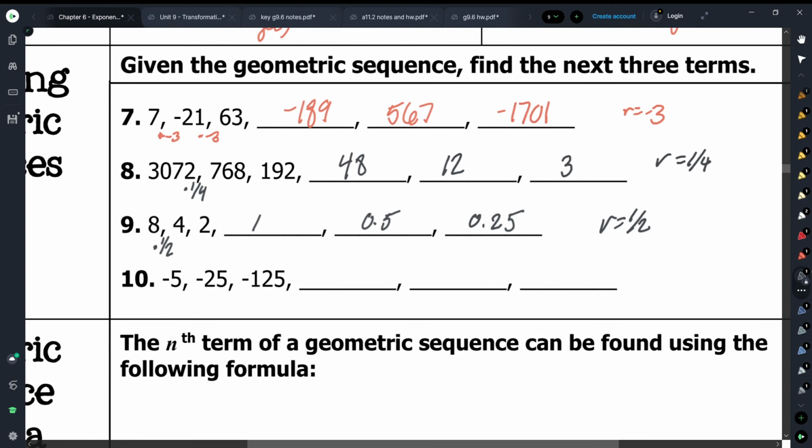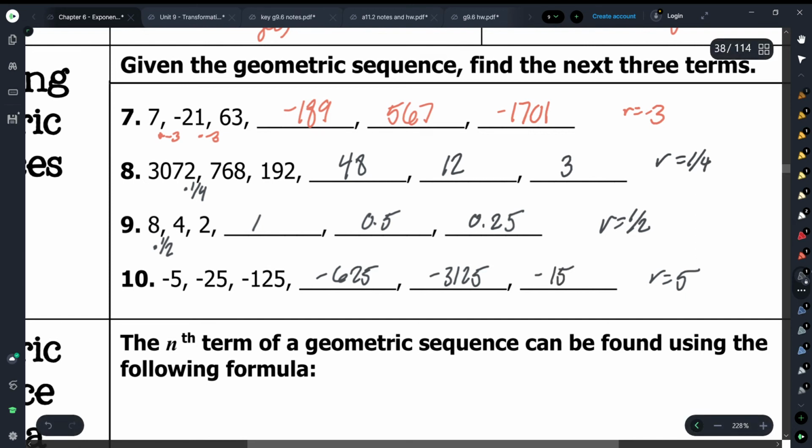Or a half and a fourth. All right, this one we're multiplying everything by positive 5. So, negative 125 times 5 is negative 625. And times 5 of that, you get negative 3125. And times that by 5, you get negative 15,625.